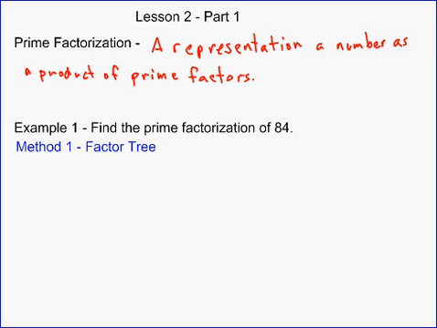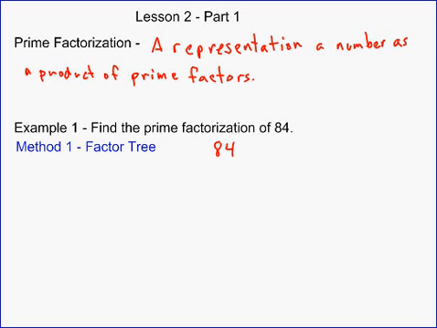So when I say find the prime factorization of 84, there are two main ways that we do this. You probably know, especially this first way, you've probably done this before, but let's just review it. The first way is a factor tree. And what we do there is it's just a visual way to show this repeated process of factoring things.